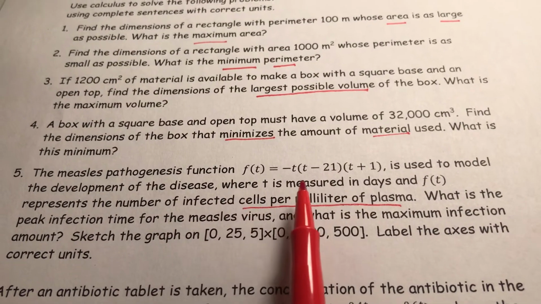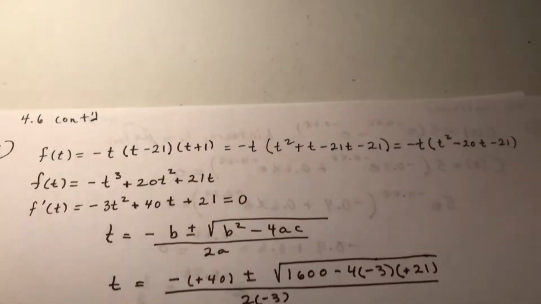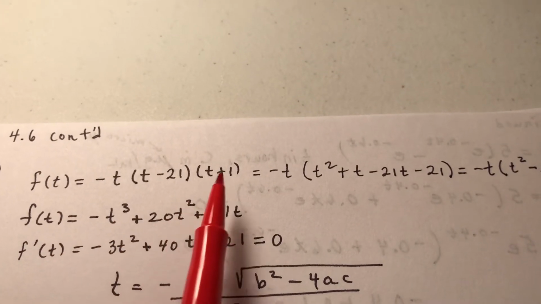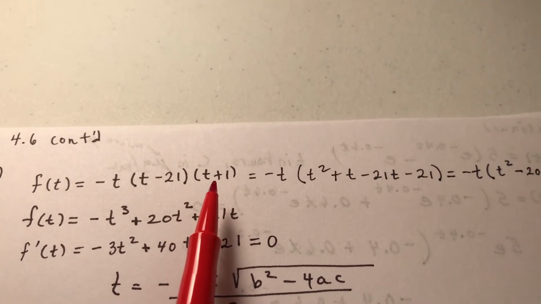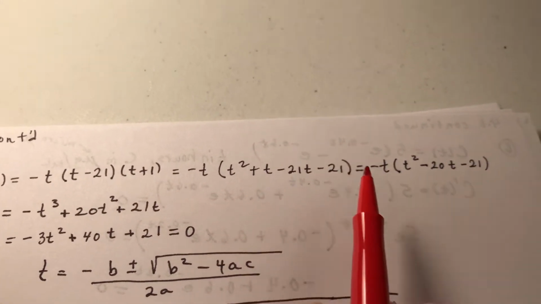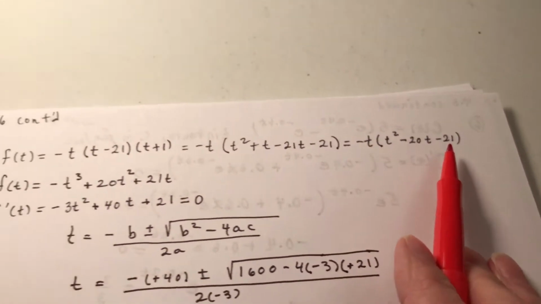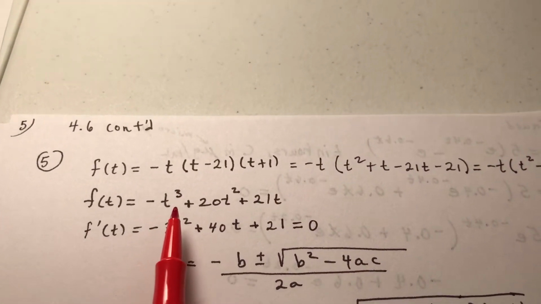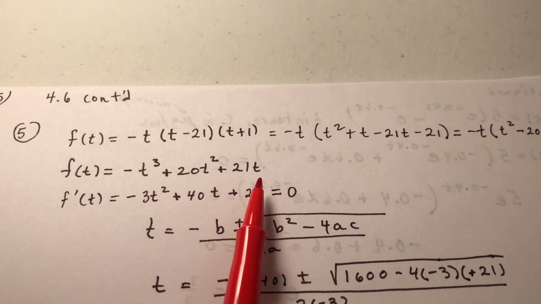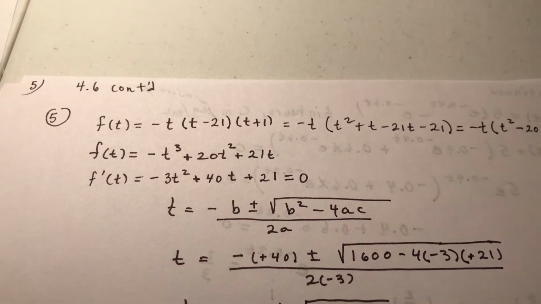In this case, we are given the function. It's in factored form, so I'm going to multiply it out so it's easier to take the derivative. I FOILed that, first, outer, inner, last, simplified inside the parentheses, and then distributed the t, which gives me negative t cubed plus 20t squared plus 21t. Now it's easier to take the derivative, and that gives me negative 3t squared plus 40t plus 21. Set that equal to 0.